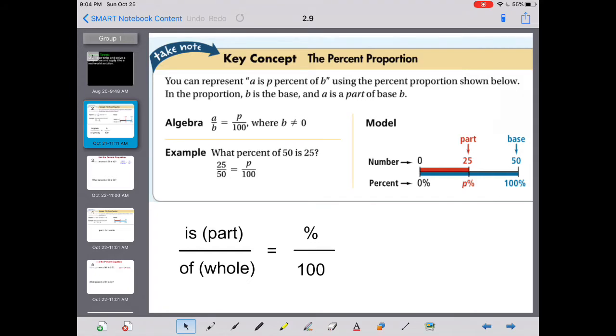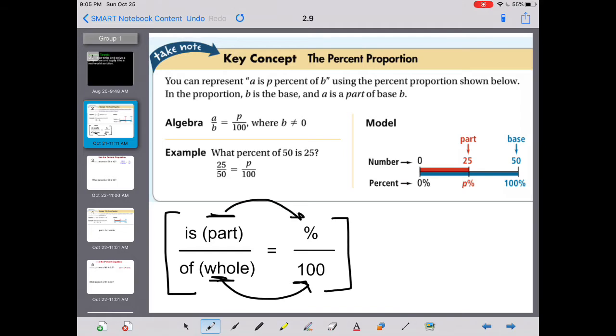Okay, so in this case, it says you can represent A as P percent of B using the percent proportion shown below. In the proportion, B is the base and A is a part of the base. So this is how I like to think about it. The part over the whole is equal to the percent over 100. A whole object is the same as having 100% of it.